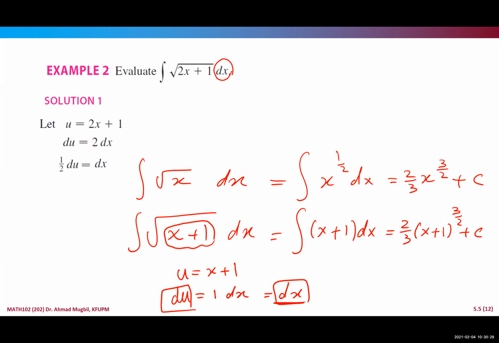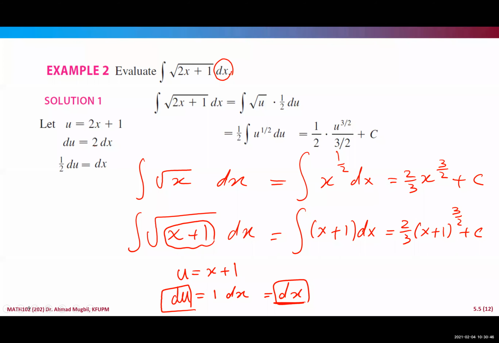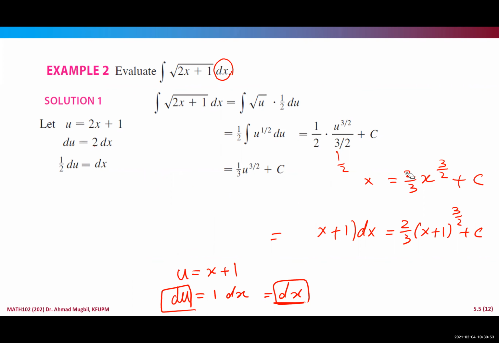Now I will come to my integral. Instead of 2x plus 1, I will put u. Instead of dx, I will put a half du. The half goes out because it is a constant. This will be u to the power half. Add 1 and divide by the new power, and here we are. This is the integral. As you can see, ya shabab, the substitution is not unique.